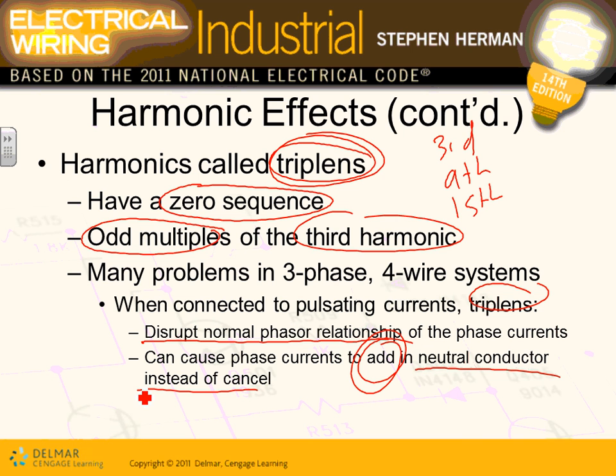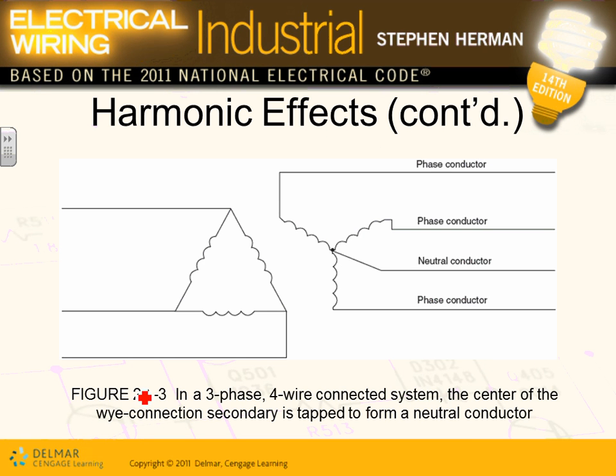Any comments, guys, about the triplens? You're going to hear about them all the time. Odd multiples of 3, basically. Third harmonic. Odd though, not even. So they'll give you the 3rd, the 9th, and the 15th, and keep going. And they have zero sequence.